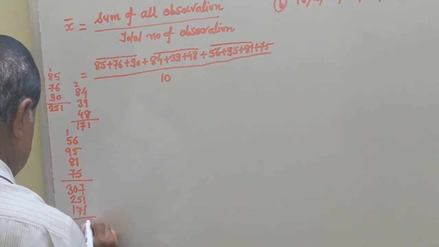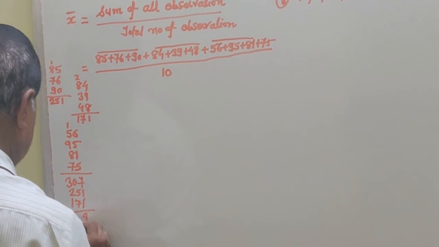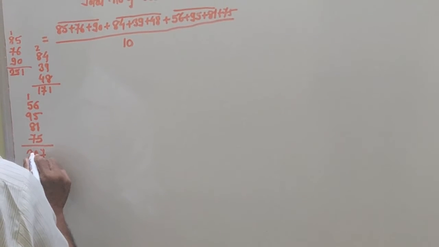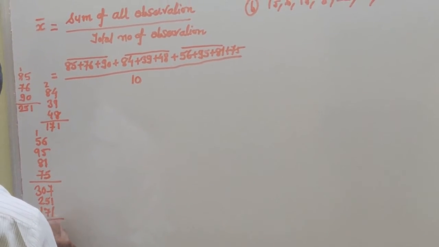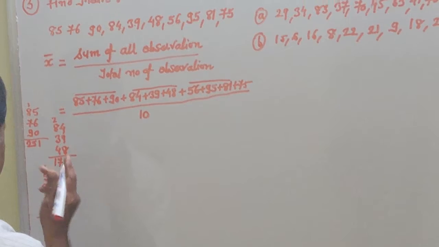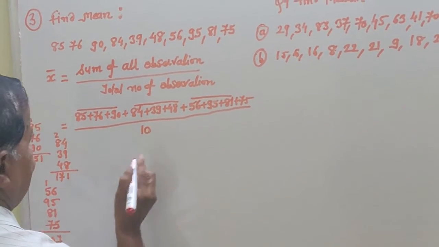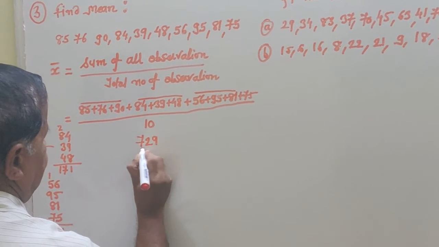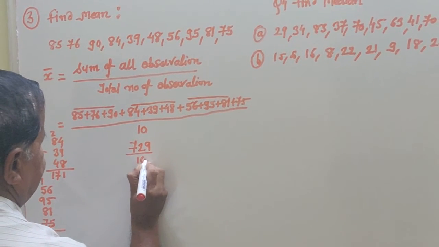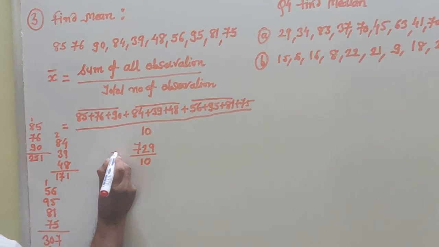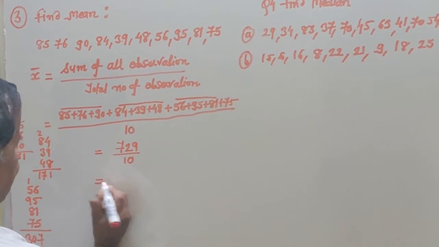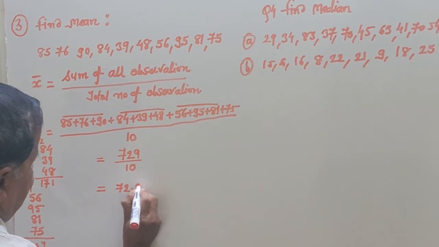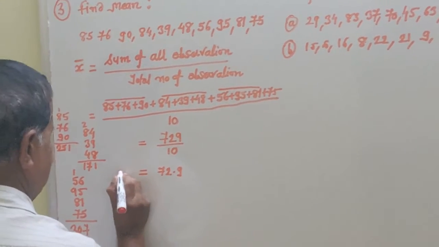Now I am writing all these three numbers already added here: 171. What will come here? 9 will come here, 12 will come here. Now carry 1, 3 plus 2 is 5, 6, 7, 729. Now this will be 729 upon 10. I have already told you that when we divide by 10, put the decimal after one place. This is my answer.